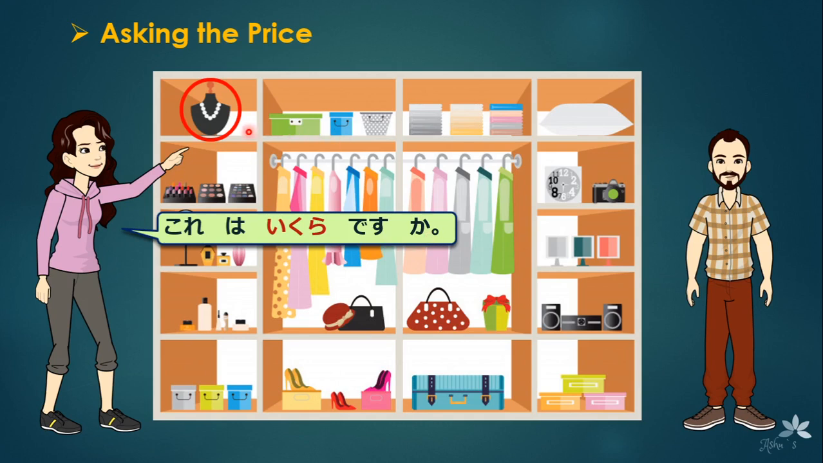How much is this? And the man replies, yes, what is this? 1,700 yen, right? So you read it as 1,700 yen desu. So he says it's 1,700 yen.